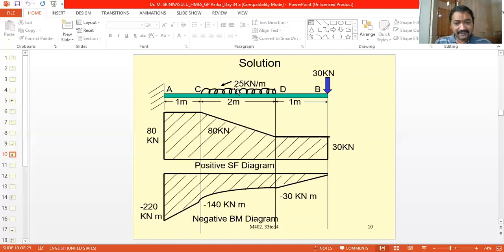The next force is the point load. The next force is the UDL. This UDL also causes some moment. So what is the moment? The UDL is equal to 25 into 2, that is 50 kN, and that 50 kN is acting at the midpoint of this length. That is 2 by 2, that is 2 meters by 2, that is 1 meter from this point C.